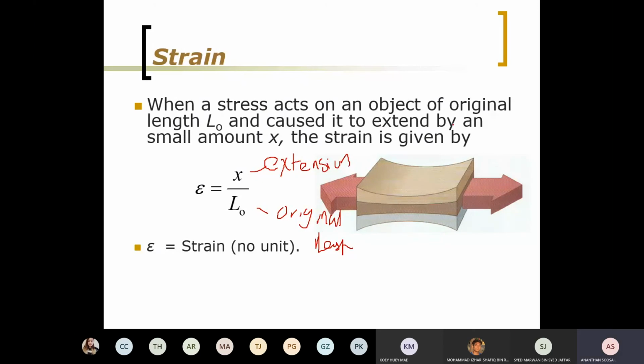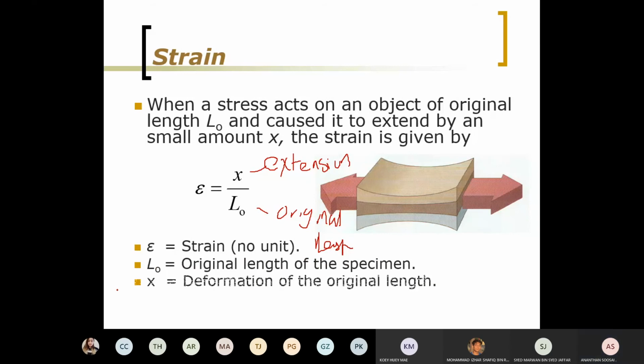So when a stress acts on an object of original length, causing it to extend by a small x, the strain is given by x over L naught. The strain has no unit, it is a unitless quantity. L naught is the original length of the specimen, and x is the deformation of the original length.